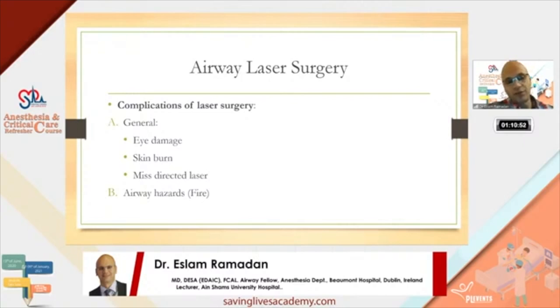If the anesthetist or doctor or anyone is wearing eyeglasses, if the laser beam hits the eyeglasses from the front, no problem, but it can hit from the side, so it can cause corneal injury or retinal damage. So it's very important to wear the goggles. Skin burn we can avoid by wrapping the head of the patient with wet drapes to cover all the face and the upper part of the chest. Another complication is misdirection of the laser, which depends on the surgeon or the operator himself.